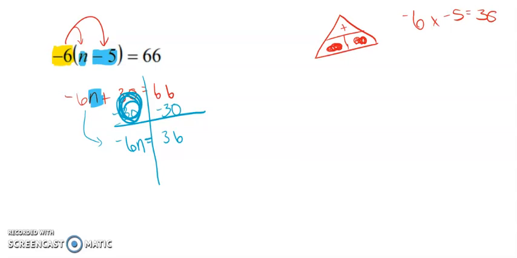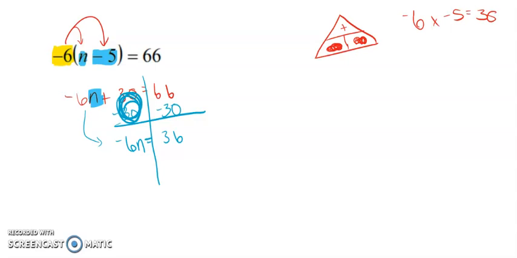And we're almost done now. We have one more step to go. We have to get rid of this -6 now, the coefficient. A coefficient is a number in front of a variable, if you don't remember that from class. So to get rid of this -6, the way we say this is -6 times the number n equals 36. That's what it means when they're that close together.